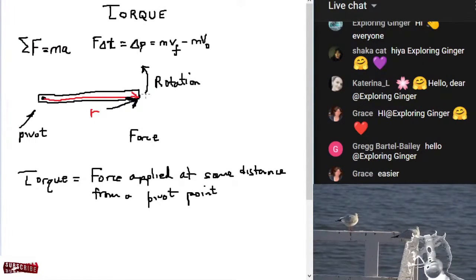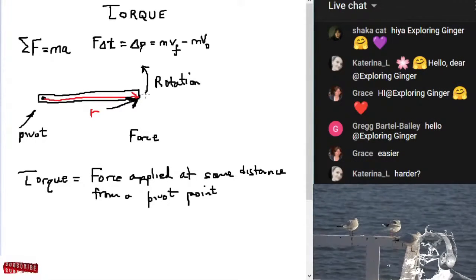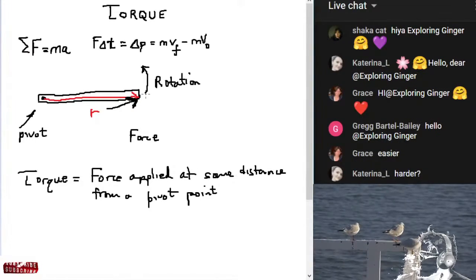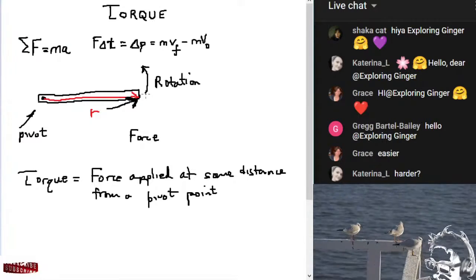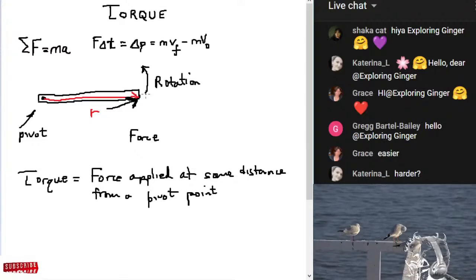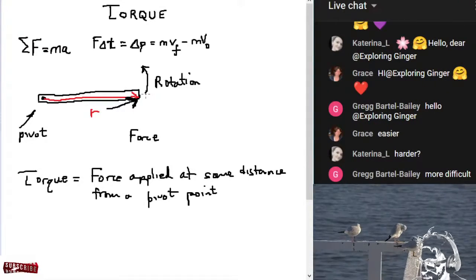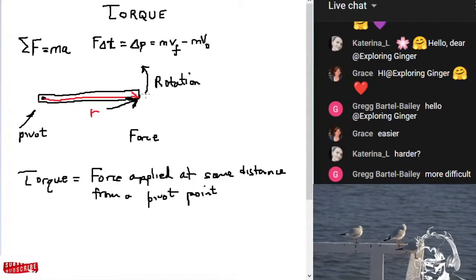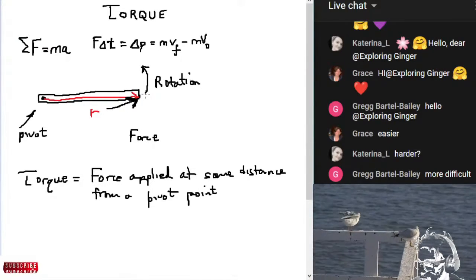I'll wait for someone to answer that question. Easier, okay? So Grace says easier. Katarina says harder. Anyone else want to chime in? Want to agree with one or the other? Greg says more difficult. Yes, it is more difficult.